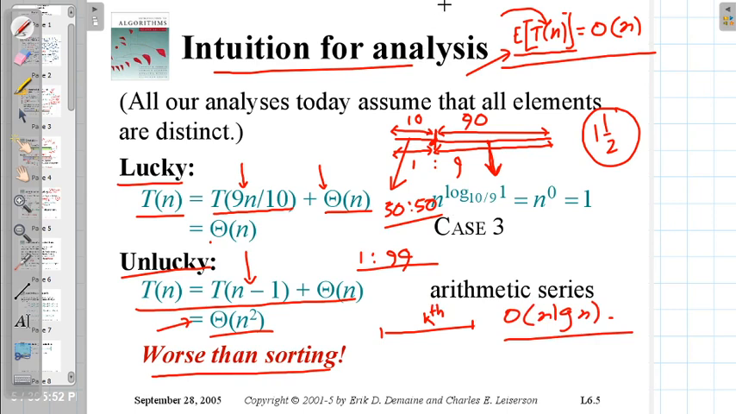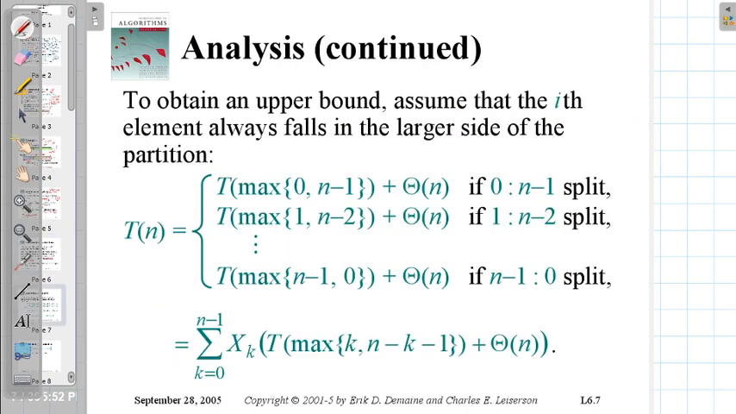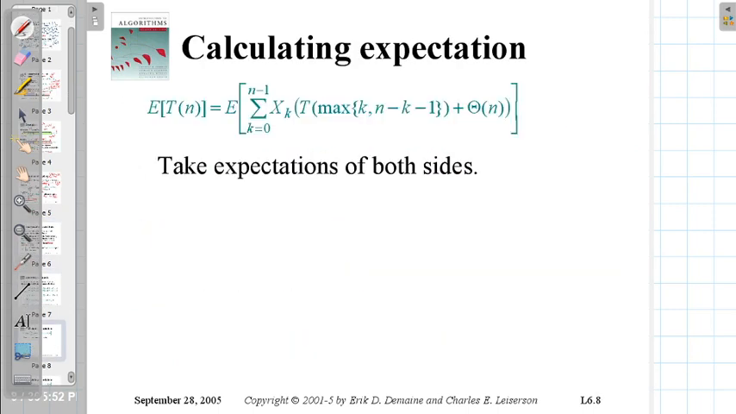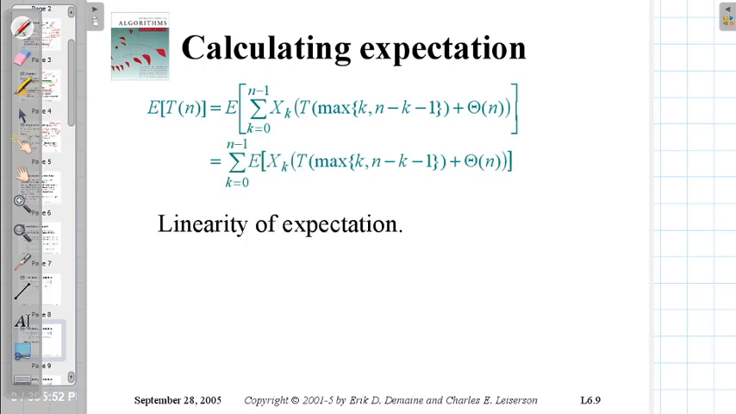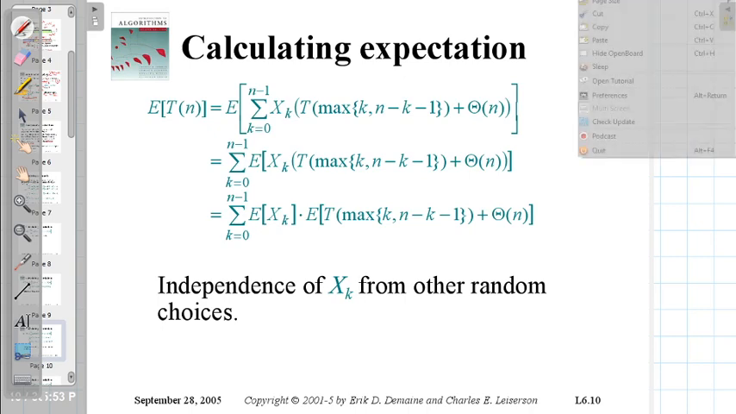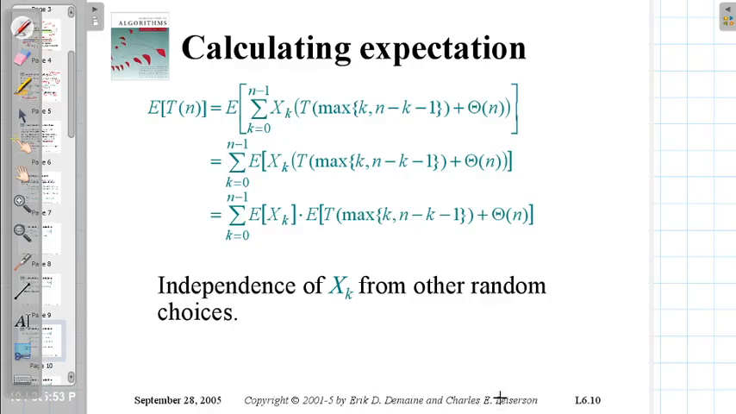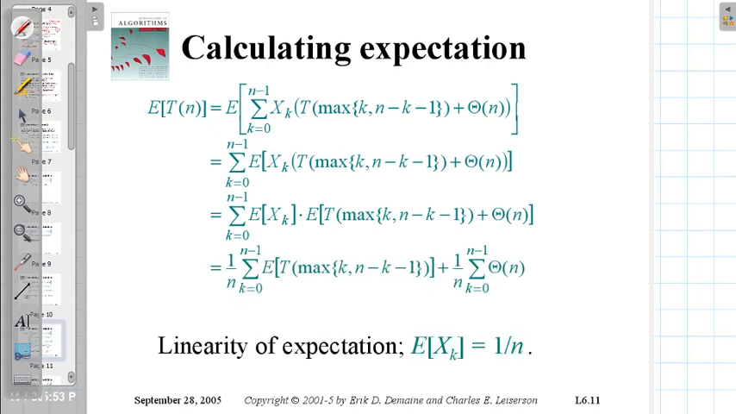So they have analyzed this expected running time, but I am not doing that here. If some of you are interested, then you can talk to me offline.